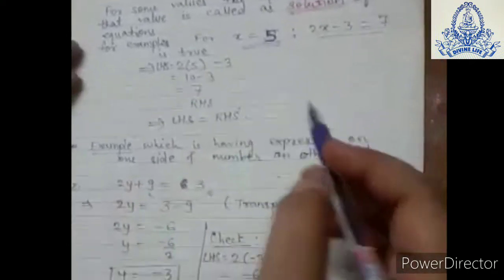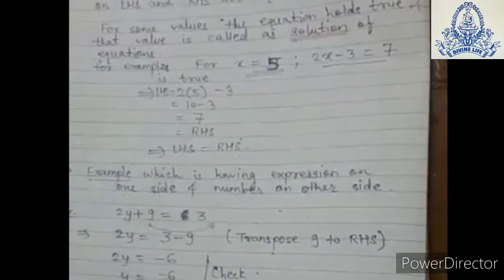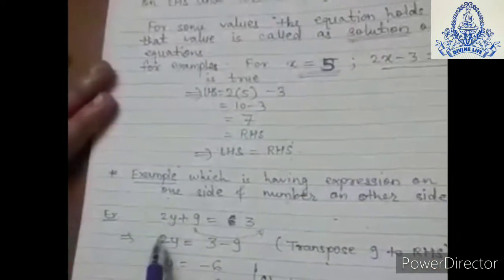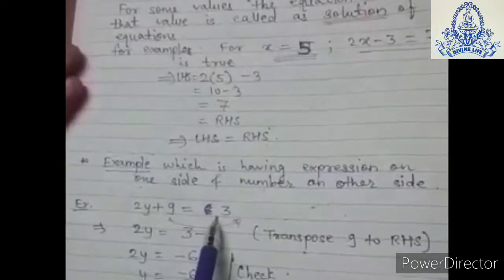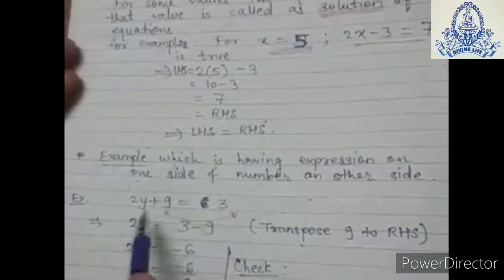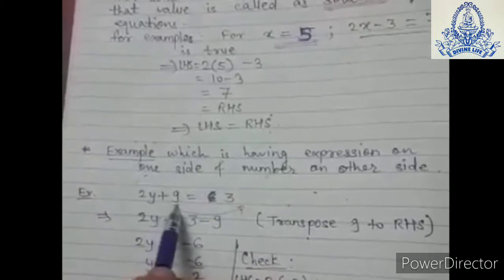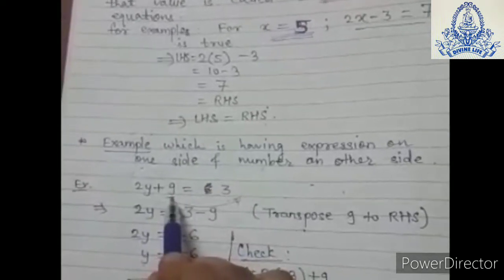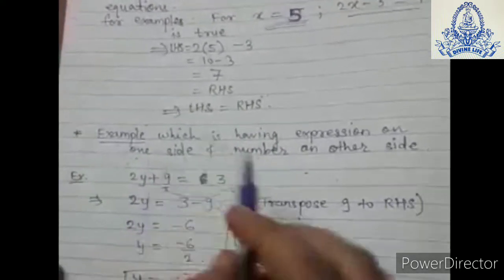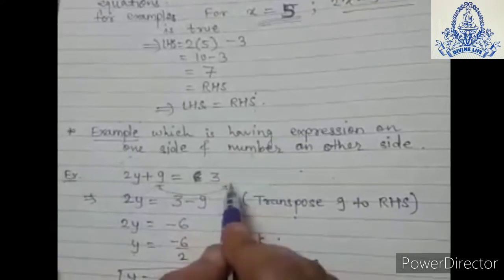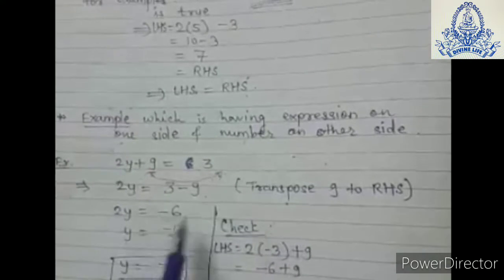Now we will see an example having an expression on one side and a number on the other side. The example is 2y plus 9 is equal to 3. We have to find the solution of this equation. So how will we find it? Here 9 is positive on the LHS, so we transpose this 9 to the RHS. While going to RHS, it becomes negative. So 2y is equal to 3 minus 9, that is, 2y is equal to minus 6.